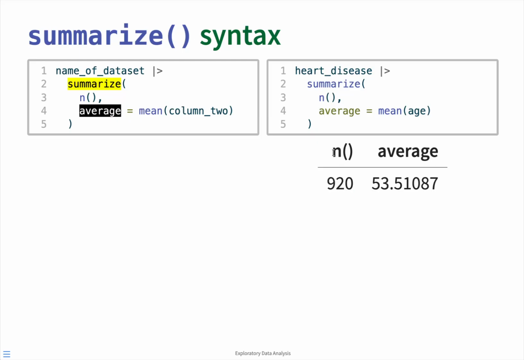Now, one thing you'll note is that because we didn't specify a name for this new column in the output of summarize, it's just called it the entire function that we used to calculate that summary statistic. This is not typically what you want. So what we usually want to do is what we've done with the mean function here, where we specify the new column name that we want.